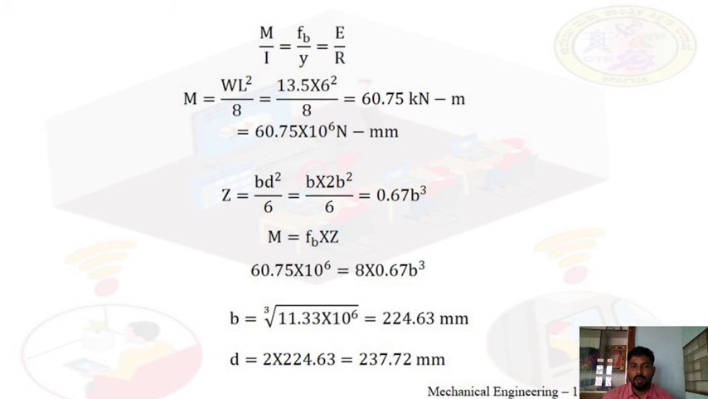224.63 mm, and the depth is, here I have entered wrong values. So 2 into 224.63, you get around 447. The depth is 447 something. The final answer is b is 224.63 and depth D is around 447 mm.